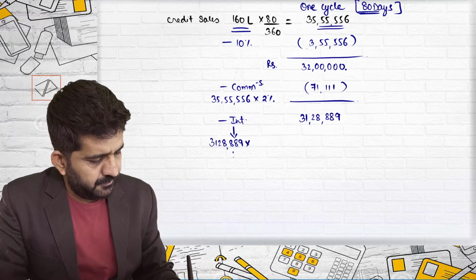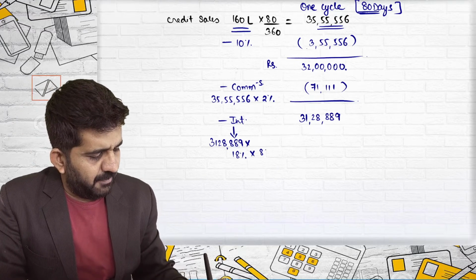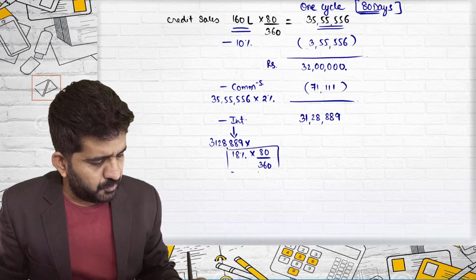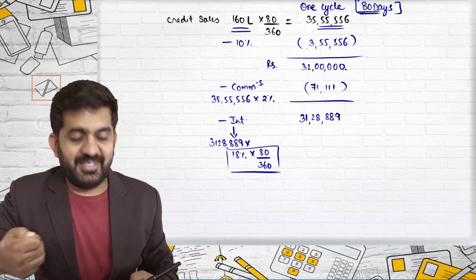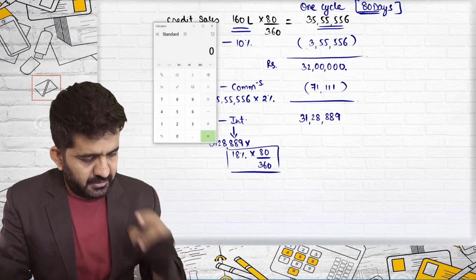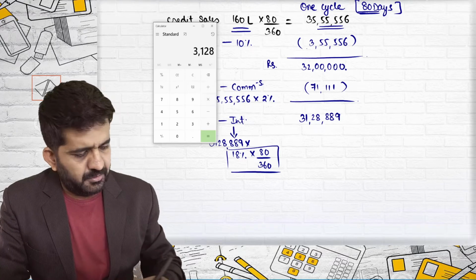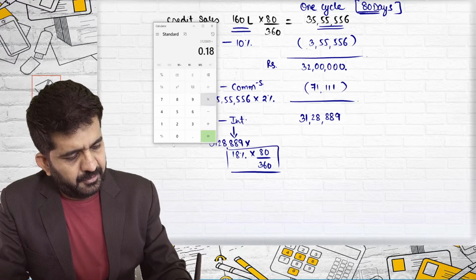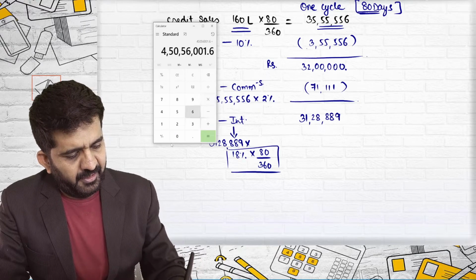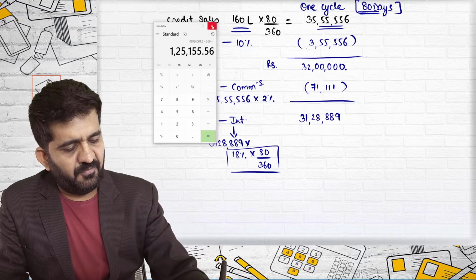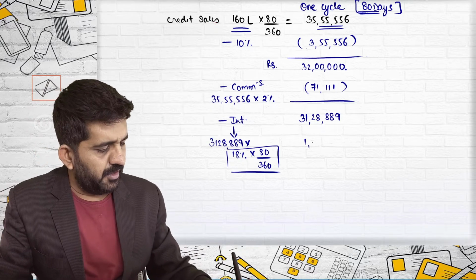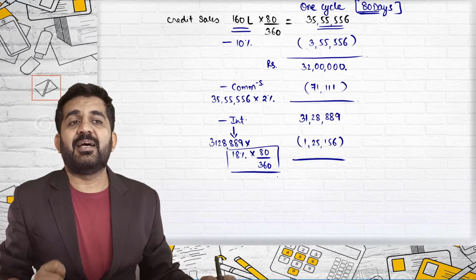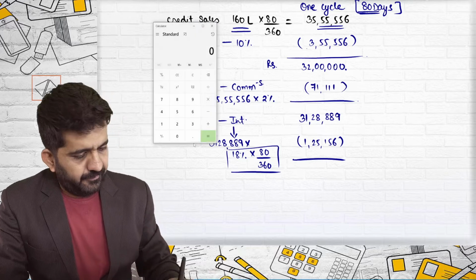It is 18%, multiplied by 80 divided by 360, because 18% is per annum, so this much will be per 80 days, and so I'm calculating interest for 80 days. 31,28,889 multiplied by 18% into 80 divided by 360 is 125,156. This is the amount that the factor will be charging me.